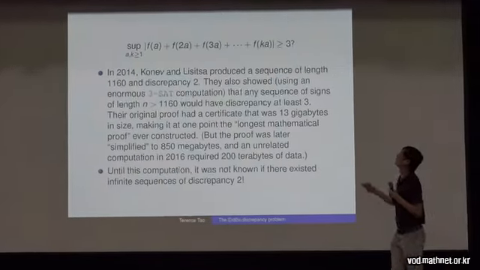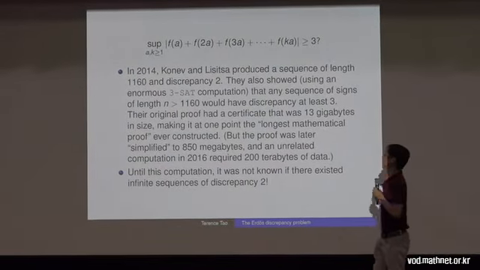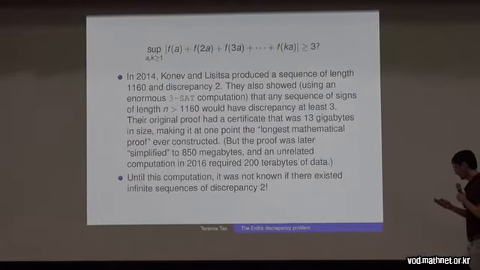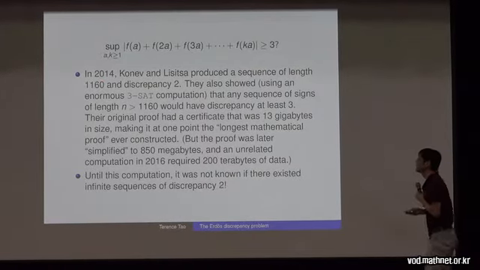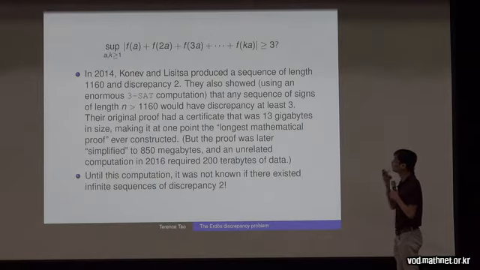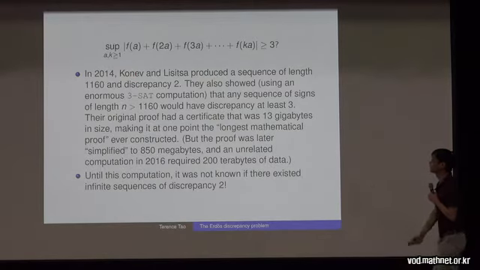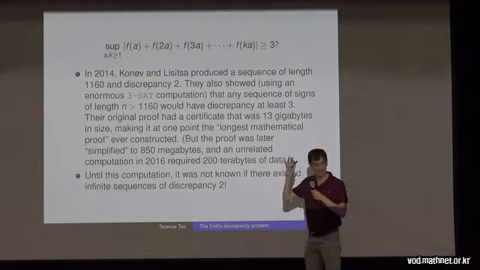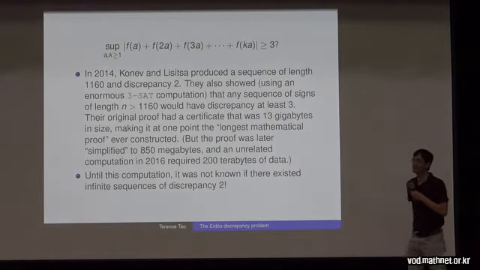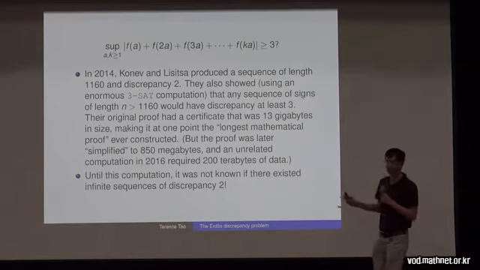Okay, so what would it take to make a discrepancy length 3? It was only in 2014 that we figured out the answer. Konev and Lisitsa in 2014, first of all, discovered a sequence of length 1,160. I'm not going to show it here, but there's a sequence of 1,160 signs for which the discrepancy is only 2. Which is very, very sub-random, actually.